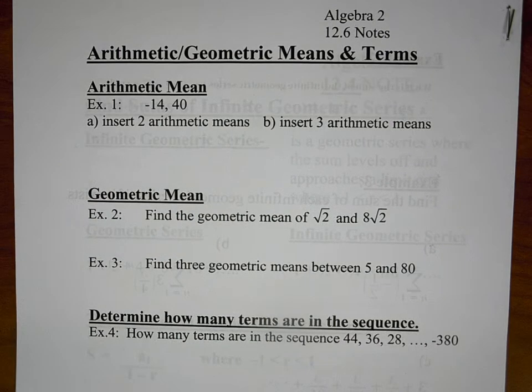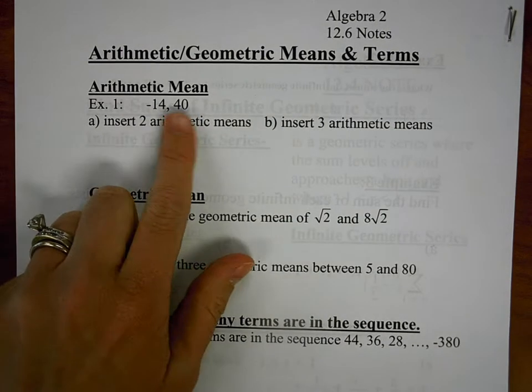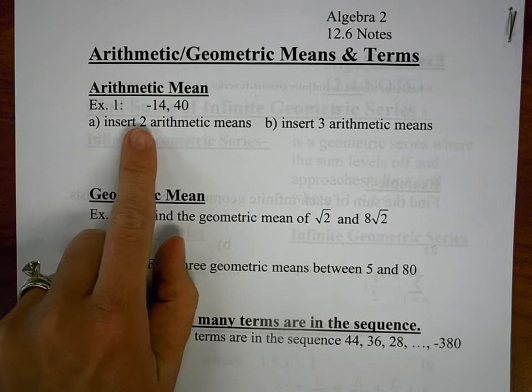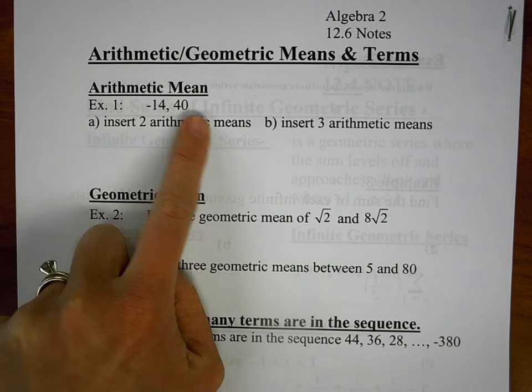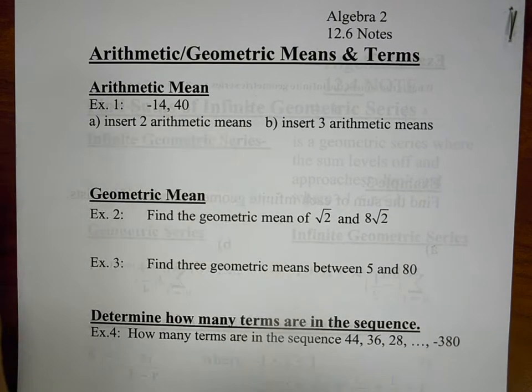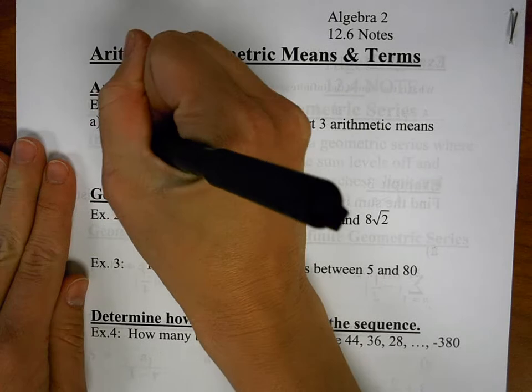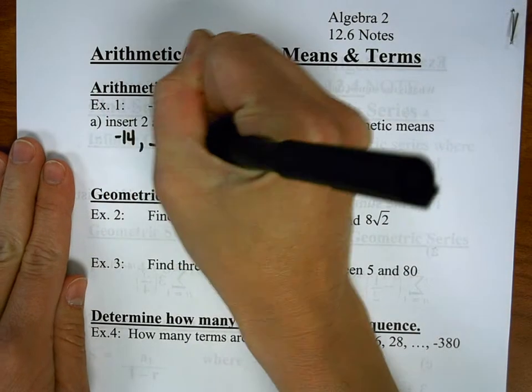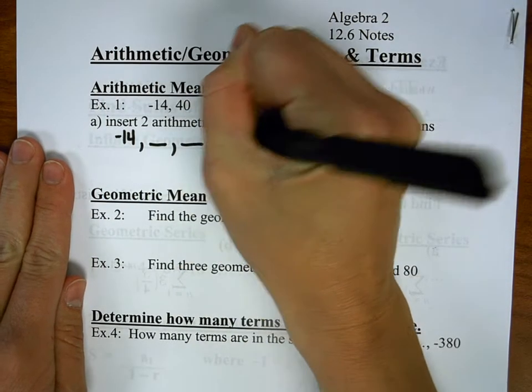So they're saying you have the terms negative 14 and 40, but they want you to insert two arithmetic means in between these numbers. So if I were to write this, I'd write it as negative 14, comma, we need one number, two numbers, and then 40.